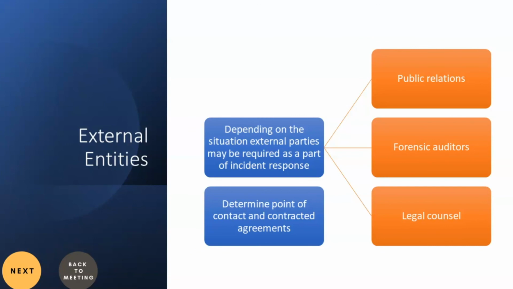Also, Matthew, even having an identified or dedicated team is not enough. We must also know some of the external parties that may be required as part of the incident response, depending on the situation or the type of the incident, like public relations persons or agencies, forensic investigators, legal persons, etc. So we must determine and document the point of contact of all the relevant external parties and have a contractual agreement with them in advance.